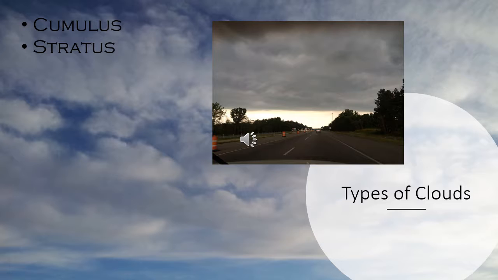Stratus clouds appear to be very thick because they stack themselves on top of each other, creating an opaque appearance. Also, fog is actually a stratus cloud on ground level.